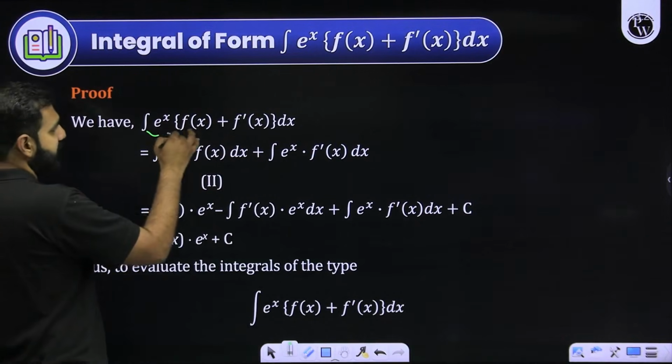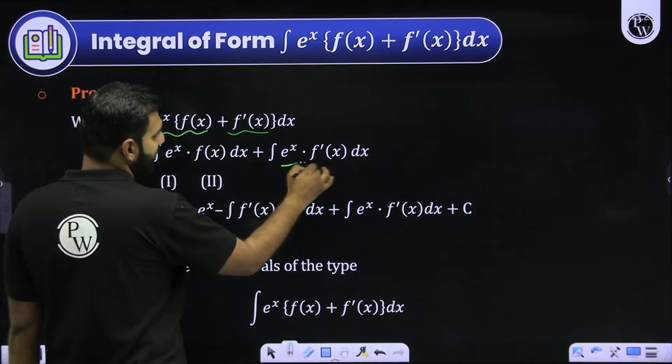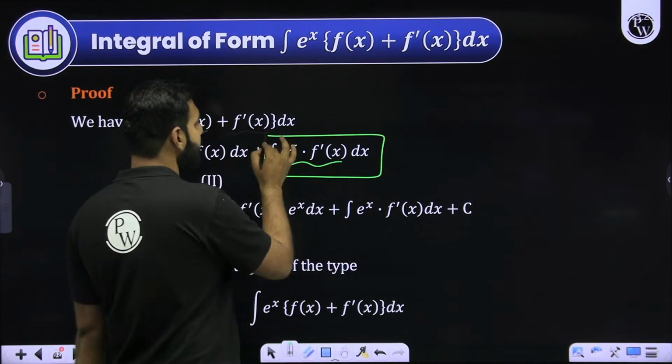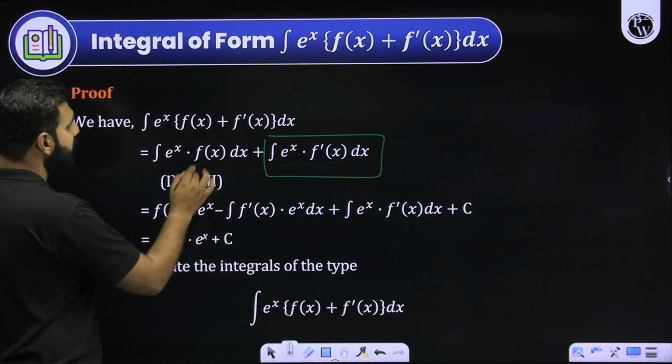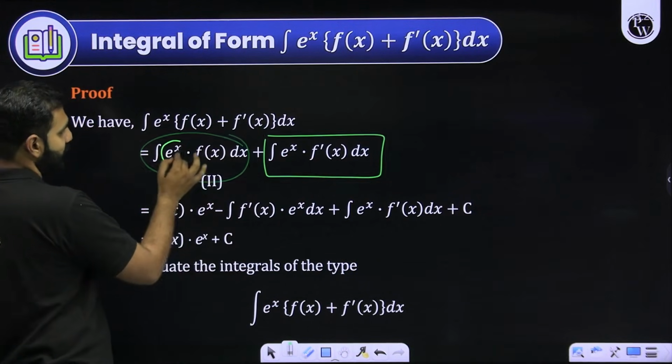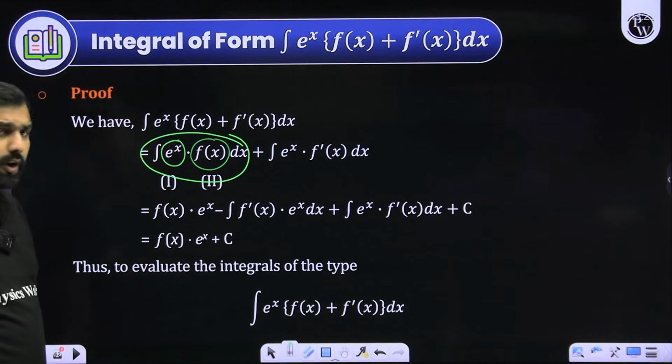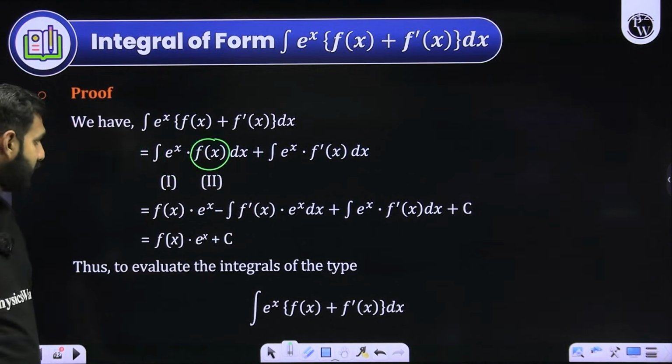e to the power x f x plus e to the power x f dash x. This is how I can write it. I'm not touching it at all. I'm keeping it intact. But I'm integrating this expression where I'm keeping this as first function, this as second function. So I hope you remember how we do it. There is no confusion on that front, I believe.